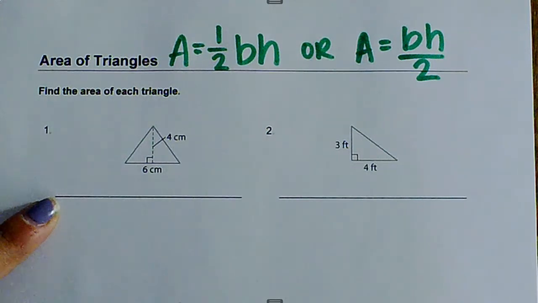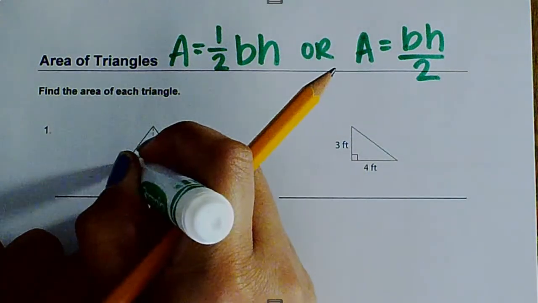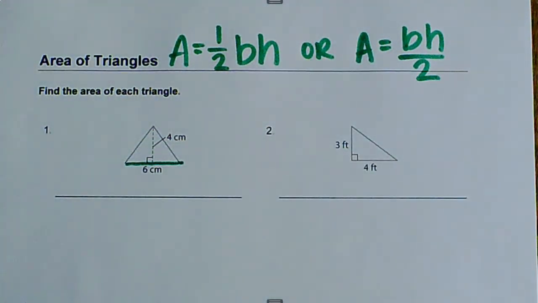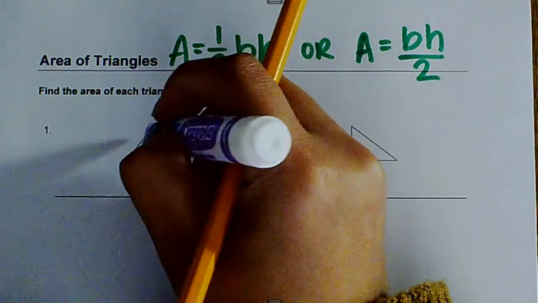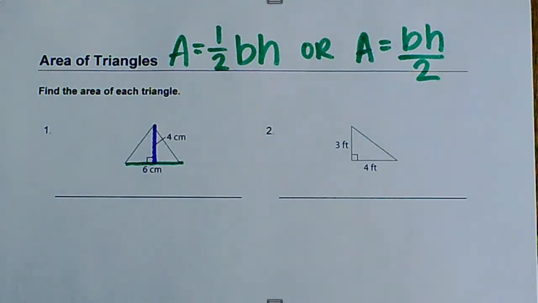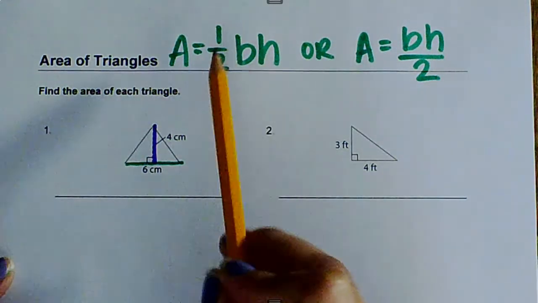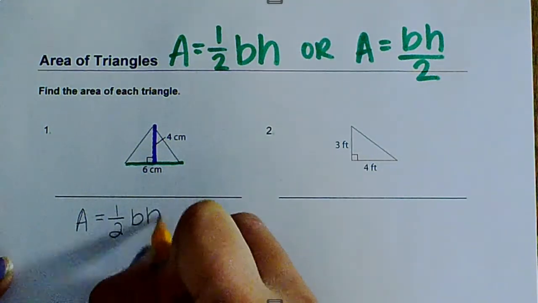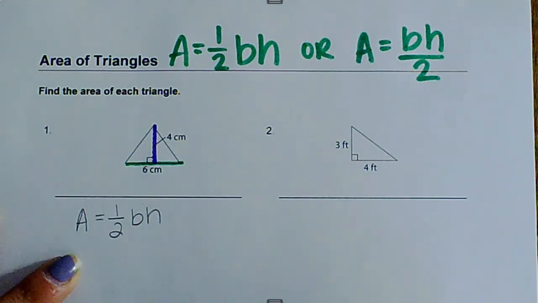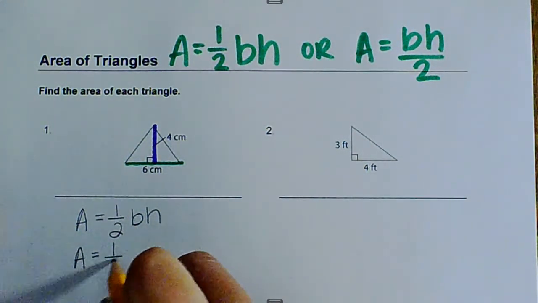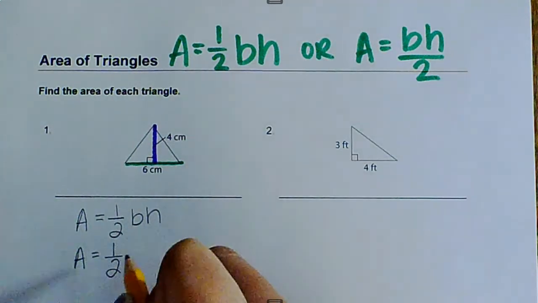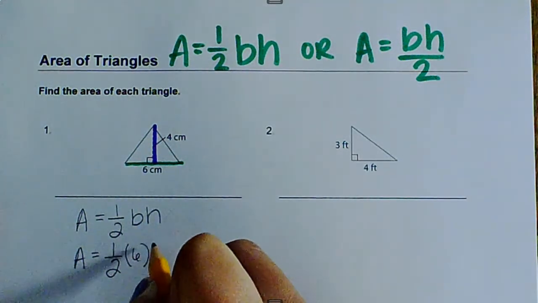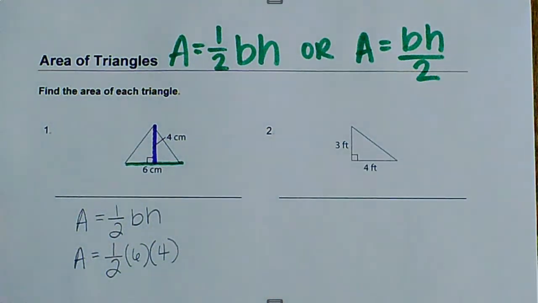Okay, so here we have example number 1. We have a triangle. It tells me that the base, right here, is 6 centimeters. And the height, again, make sure it's making that perpendicular line, is 4 centimeters. So all we're going to do is take that information, put it into the formula, and solve. I'm going to use this formula first, the traditional formula: area equals 1/2 base times height. I'm going to plug in my information. A equals 1/2, and everything else stays the same. The base is 6, so times 6, and the height is 4, so times 4.